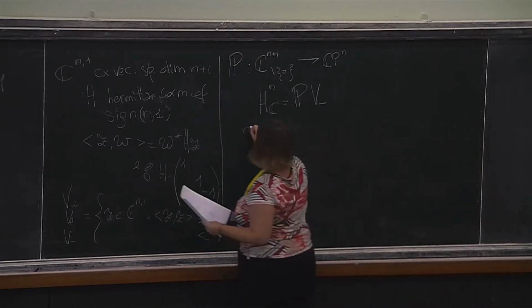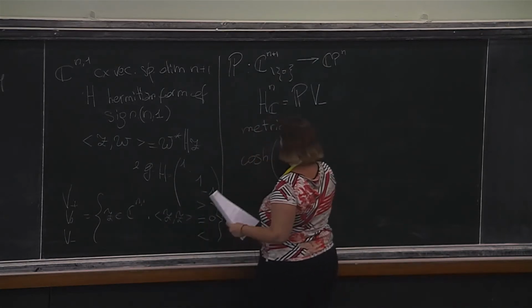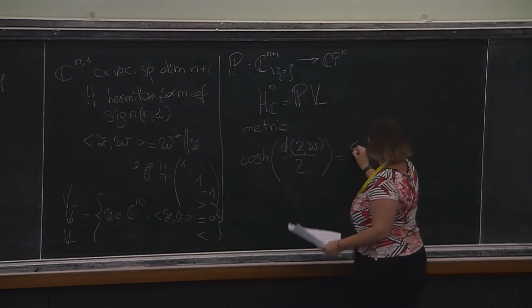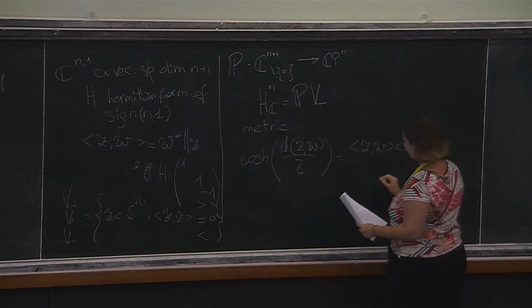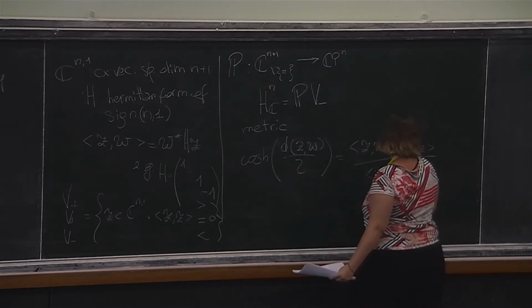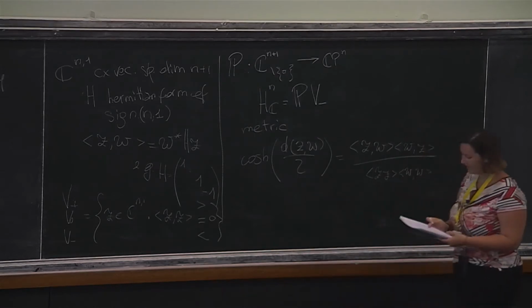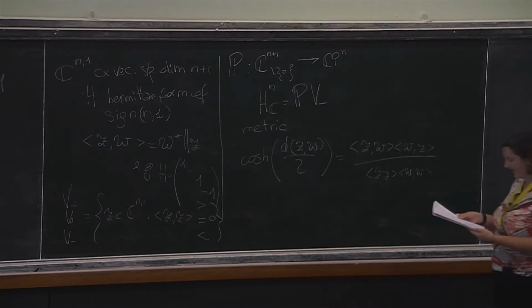And on this we put a metric, that is that the hyperbolic cosine of the distance between 2 points over 2 is defined as the product of the 2 points over the square root of the product of Z with itself and the product of W with itself. And it's different from the real hyperbolic space for a lot of reasons, but in particular, the curvature is no longer constant, so a lot of difficult things happen, which makes it interesting for me.